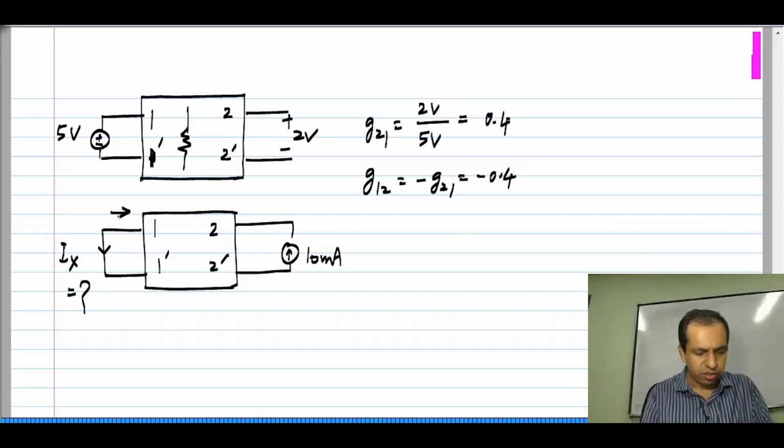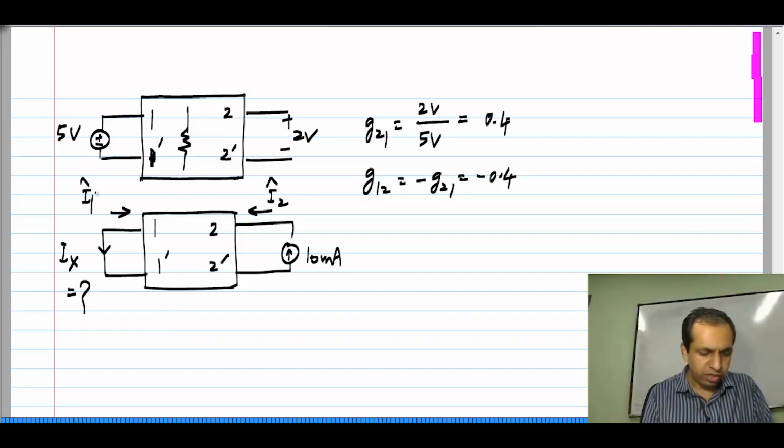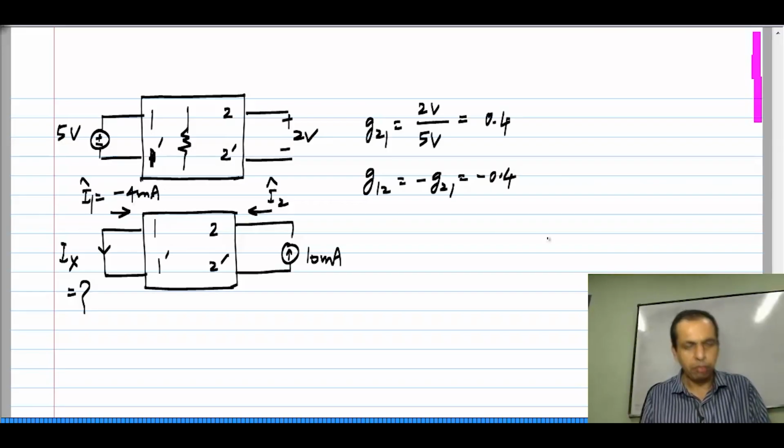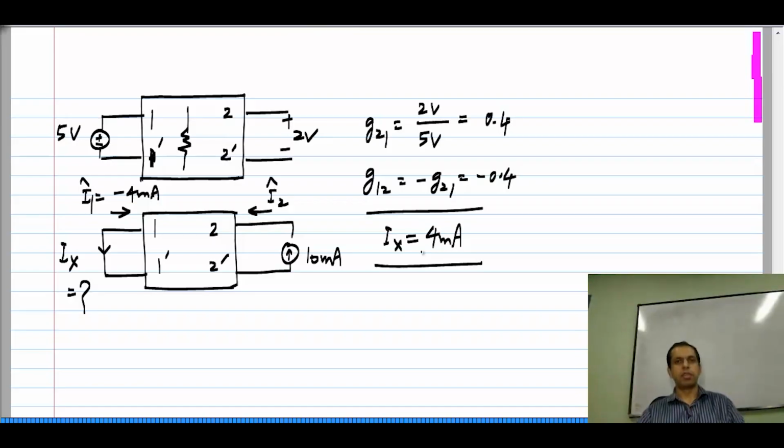So, I1 in this direction, which is the direction we take for currents in a 2 port. So, if this is 10 milliamperes, that is, if I use my old notation, I2 hat is 10 milliamperes, I1 hat will be G12 times 10 milliamperes, which is minus 4 milliampere. Now, this Ix is opposite of I1 hat. So, the answer is that Ix is 4 milliampere. So, this is one such thing. This is a very simple problem where you can exploit reciprocity.